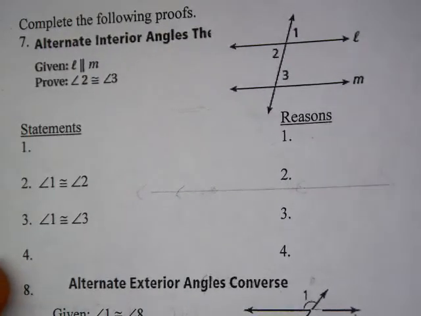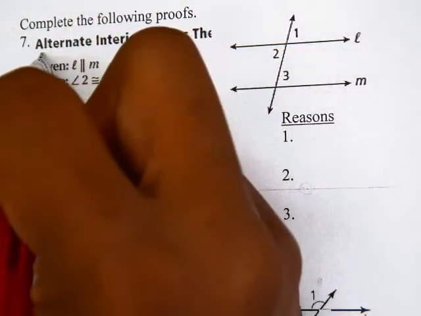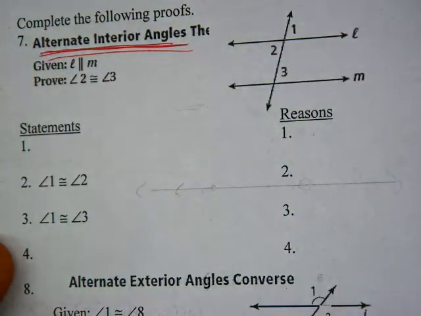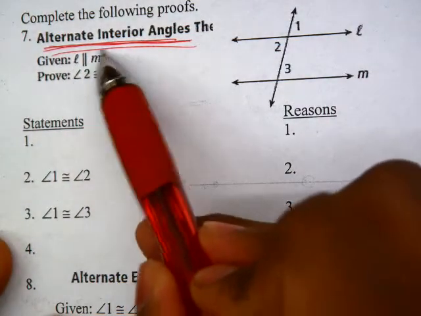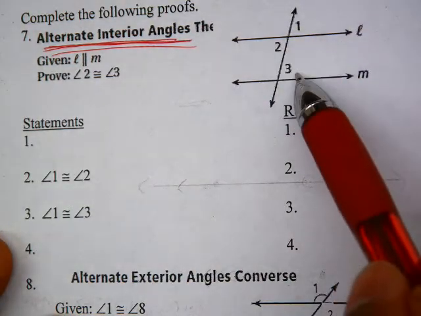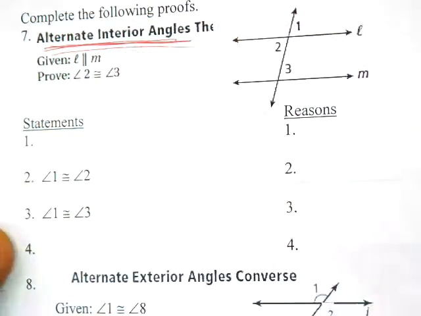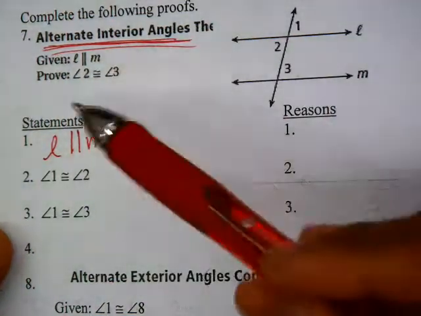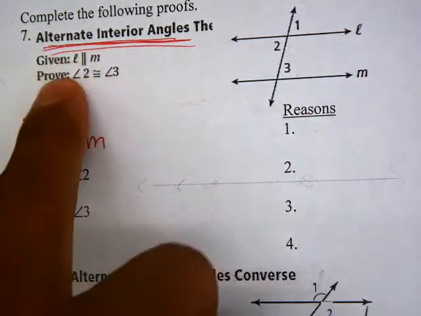Number 7, we need to complete this proof of the alternate interior angle theorem. We definitely are not allowed to use alternate interior angles because that's what we're trying to prove. So what we need to do is start from knowing the fact that L and M are parallel to each other. We have to show that angle 2 and angle 3 are equal. So my first statement should always be whatever is given to me. So I'm given that L is parallel to M. They tell me that. And the reason that I know that L is parallel to M is because it is given to me.